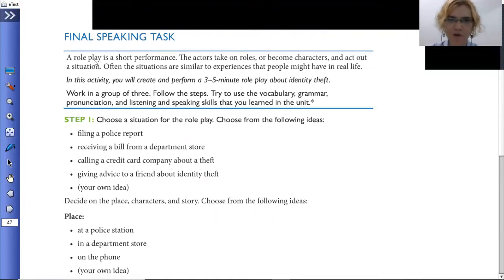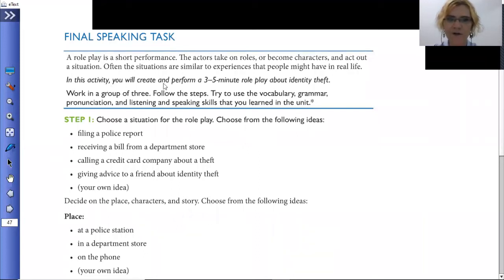So here it says a role play is a short performance, which brings a certain story. You've got actors, you've got a storyline, and of course you've got dialogue. So the actors take on roles, and you become a character and act out a situation. Often the situations are similar to experiences that people might have in real life. So it's like a reenactment. Do you know that? Sometimes on TV they have reenactments when they're acting something that really has happened, but they're not really using the actual people, they're using actors.